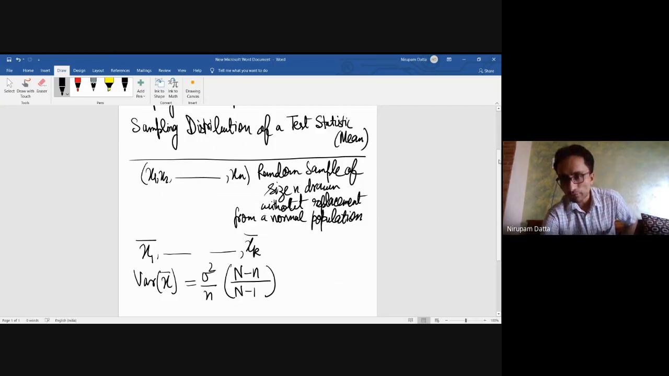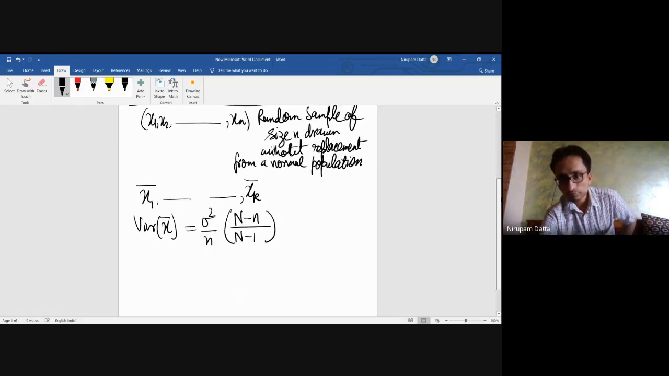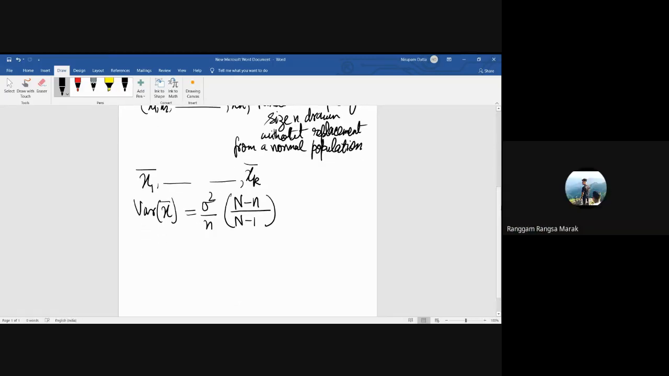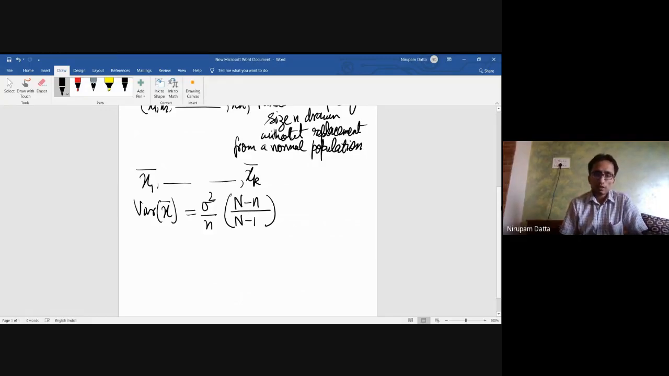Rangam, just mute yourself. Yes, sir. So variance of x bar equals sigma square by small n into N minus n by N minus 1, where n is the sample size and capital N is the population size.